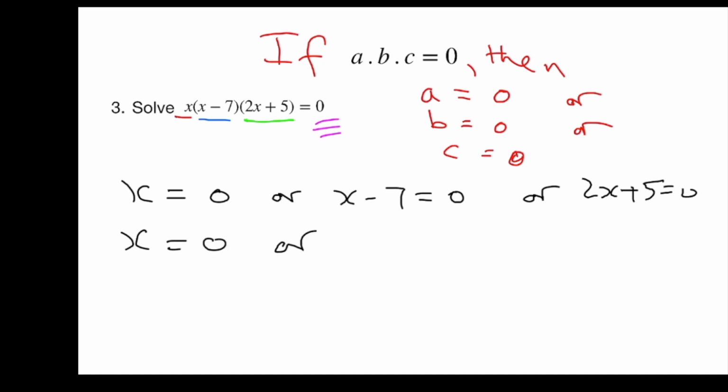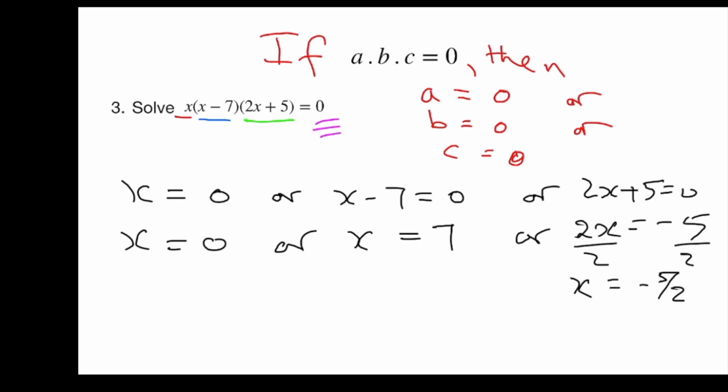The second one, if you solve this, take the negative 7 to the other side. That will give us x is equal to positive 7. Then for this one here, 2x plus 5 is equal to 0. Take the 5 to the right-hand side. It becomes negative 5. Then divide by 2. So it's 2x will be equal to negative 5. Then divide by 2 both sides. So this one will give you x is equal to negative 5 over 2. Okay, just leave it like that, minus 5 over 2.